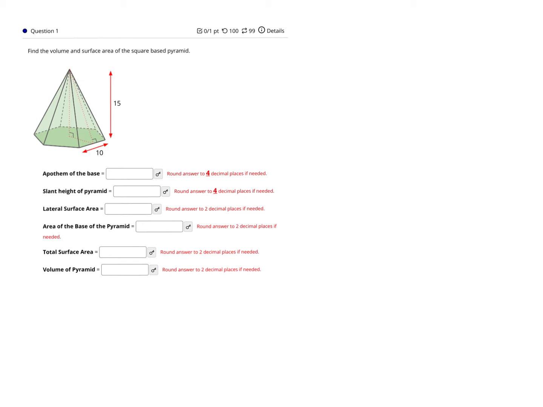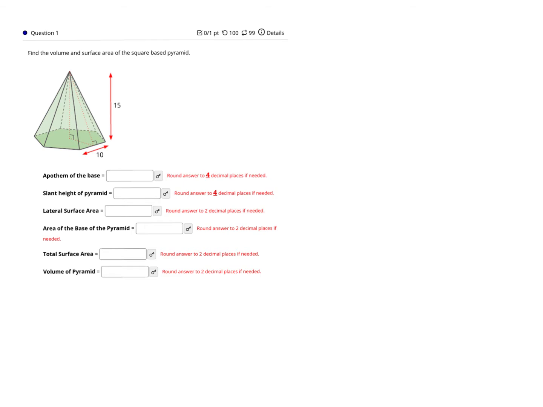We're going to take a look at how to find the surface area of a pyramid as well as the volume of this pyramid. Now, this pyramid happens to have a regular hexagon for a base. So the first thing it's asking us for is the apothem of the base. Well, that's really just asking us to find the height of our triangle.